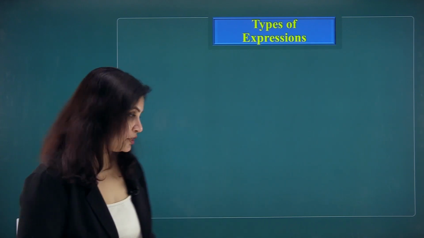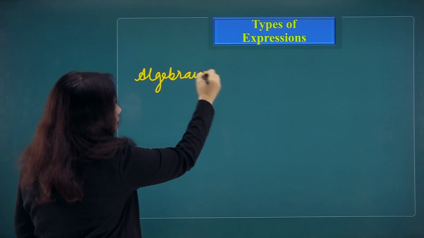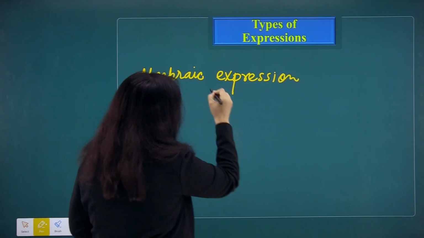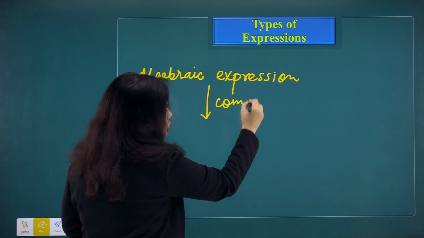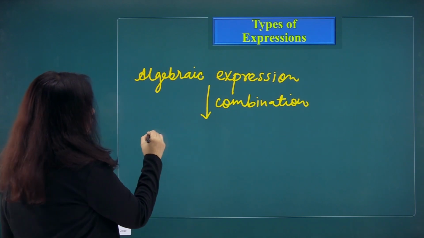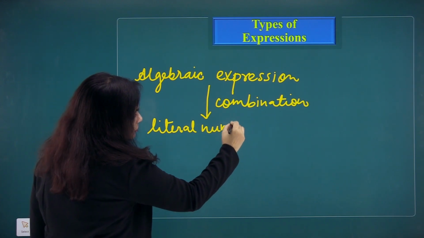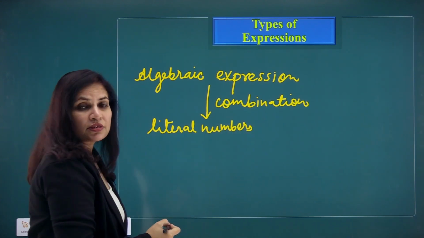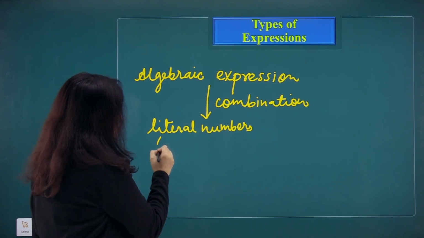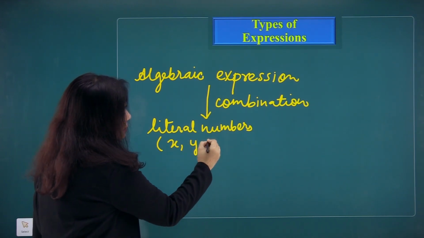What are algebraic expressions? Algebraic expressions, which we simply called expressions, they are a combination of literal numbers, which are nothing but the alphabets, letters of the English alphabet which are used as symbols, which denote unknown quantities like x, y, z.